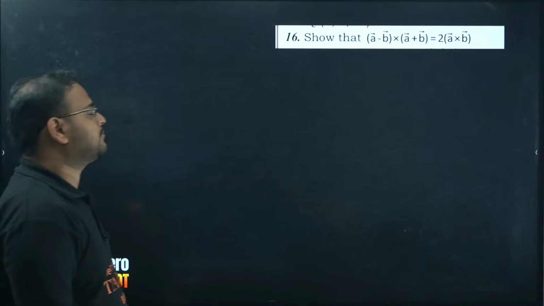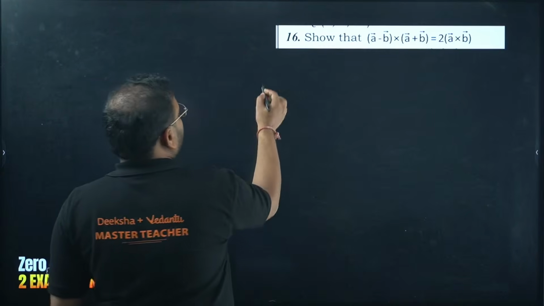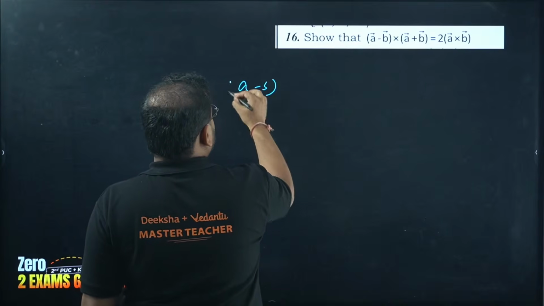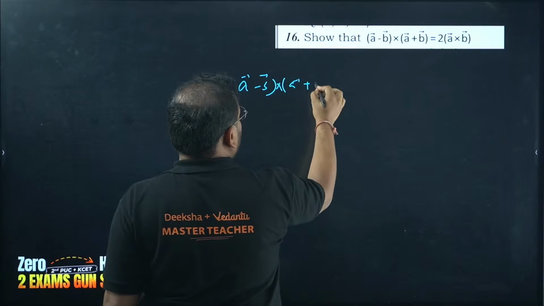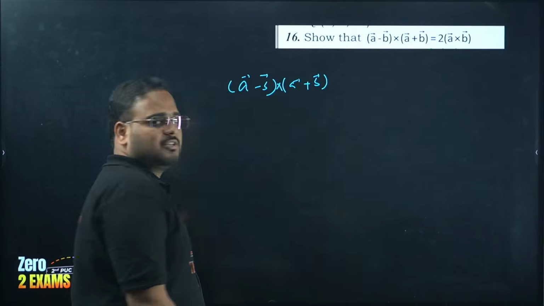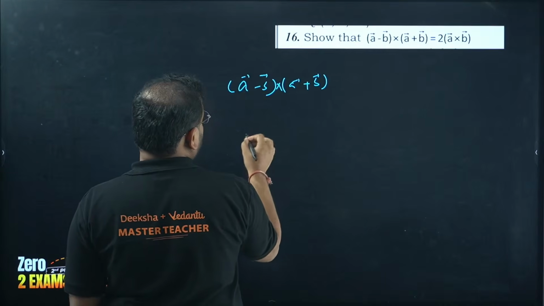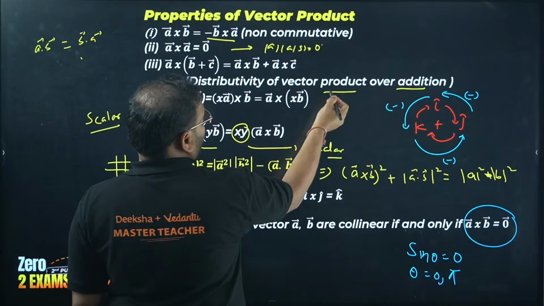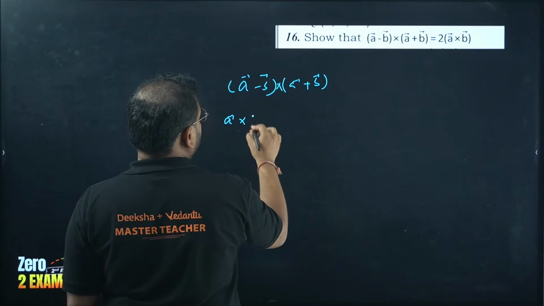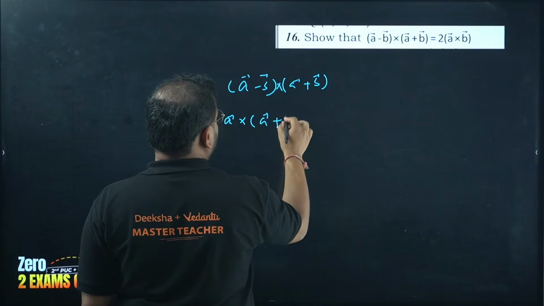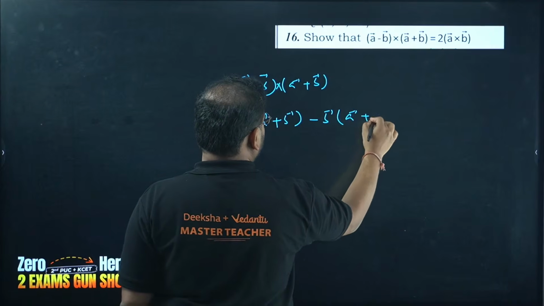Solve this question so that the LHS equals the RHS. Start from the LHS side: A minus B cross with A plus B. We just learned we can distribute multiplication over addition. Product over the addition. Let's do that. So you can multiply A cross with A plus B, and minus B cross with the same thing, A plus B.